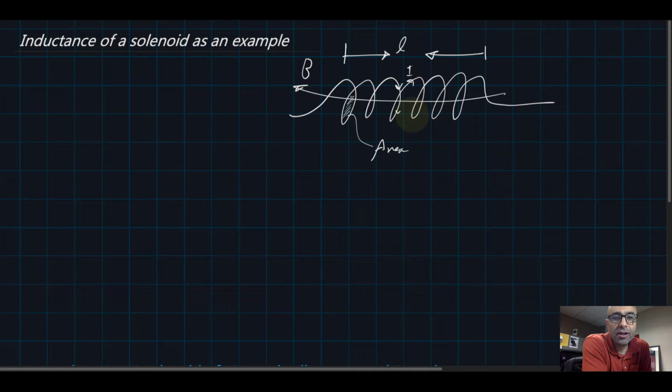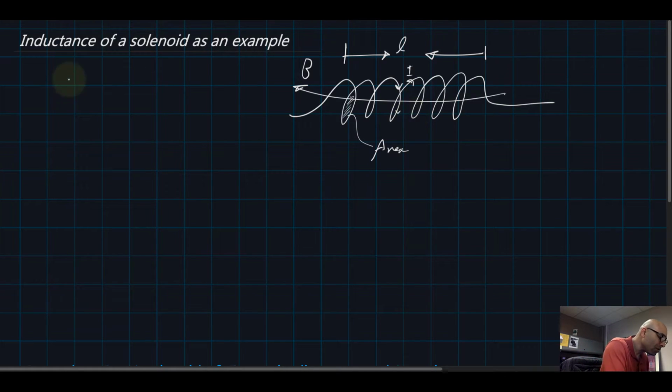Hey there everyone. As an example of inductance of an inductor, we will take a solenoid. There are different types of inductors, different shapes, but a solenoid is the most used one and the most popular one in an electric circuit. So we are going to find its inductance.